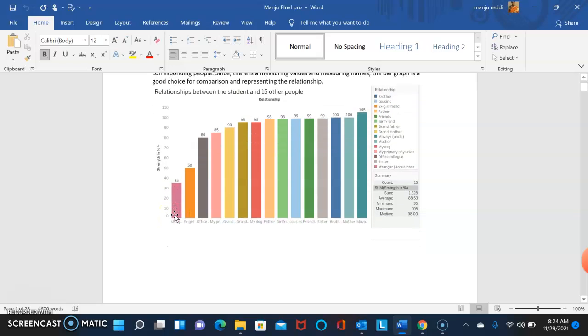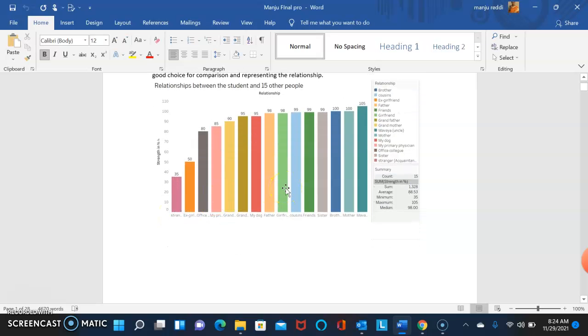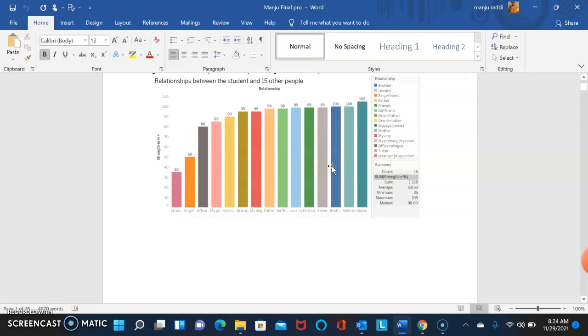The relationship between the student and these 15 other people shows some fluctuations, but even though there are some fluctuations, they can easily have a great relationship together. And we took other relations like brother, cousins, father, friends, grandfather, grandmother, ex-girlfriend, office colleagues and sisters.